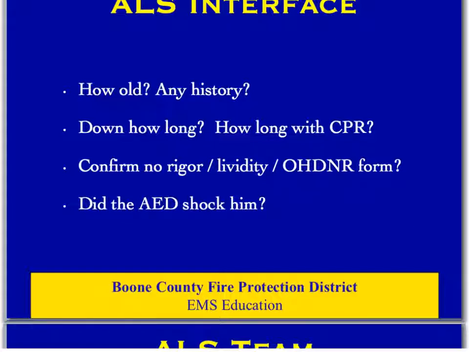And then they want to know if the AED shocked the patient. They're trying to size up what they're going to do in the house, what they're going to do during the transport, or if there is a legitimate reason why this code should be terminated at the house. So we want to try to provide them with that information, or at least be ready to answer their questions when they come in the door.